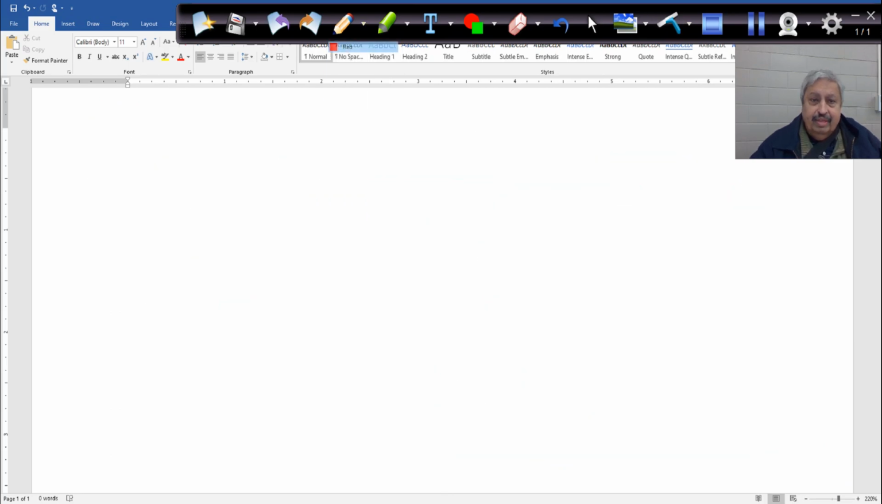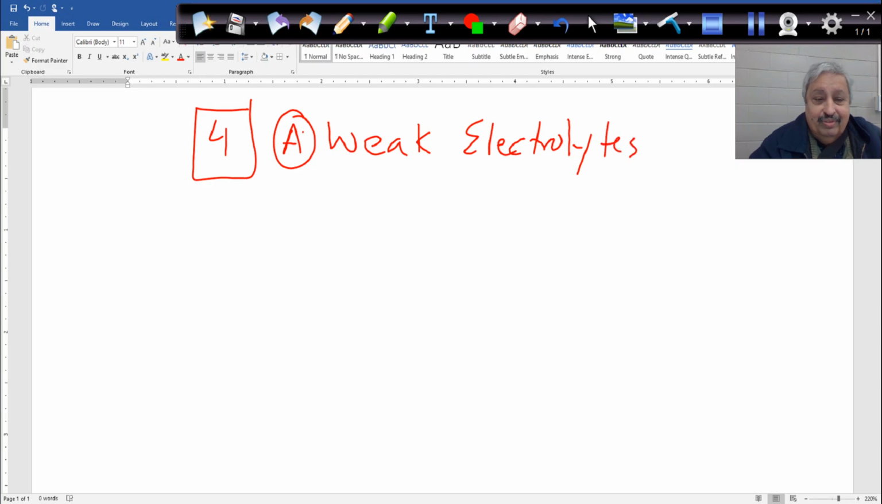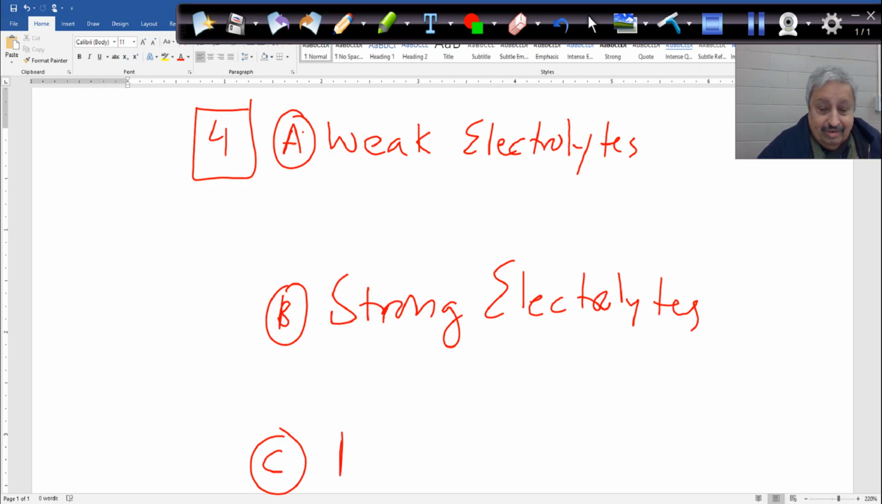So here it is. Number 4, we have 3 types. The first type is A, weak electrolytes. If we have weak, we'll have what? Strong, correct? So B, strong electrolytes. And C, not at all: non-electrolytes.